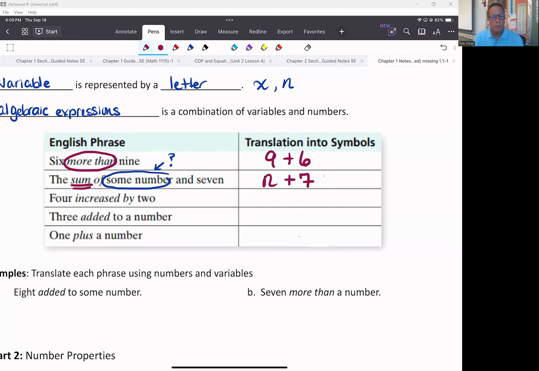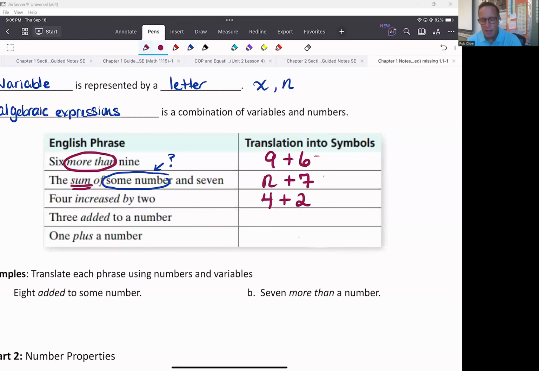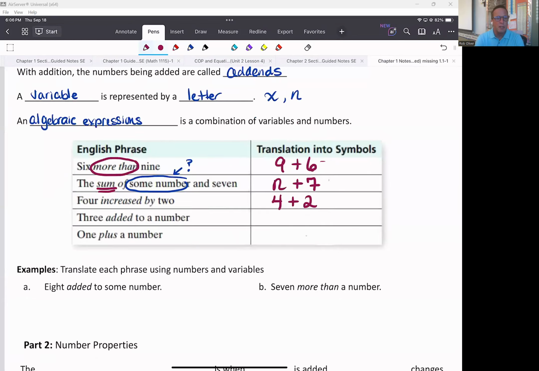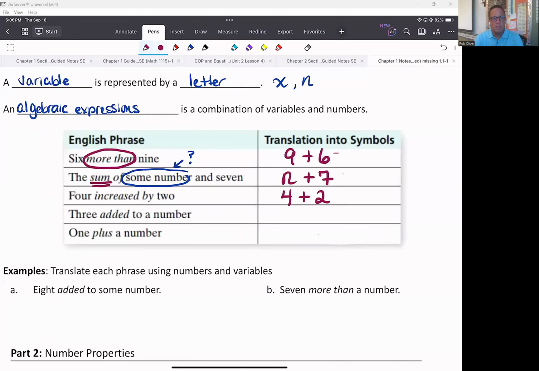All right, the next one there is 4 increased by 2. That's pretty straightforward. 4 increased, so plus 2, right? Now I could answer the first one as well, and this one. We don't need to. We're just writing it out as a numerical expression or an algebraic expression. 3 added to a number.